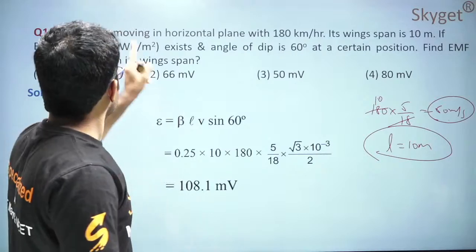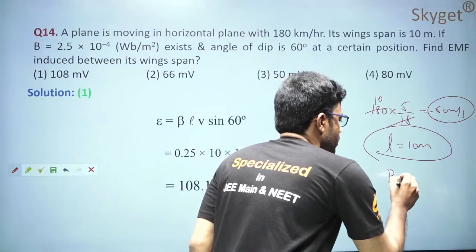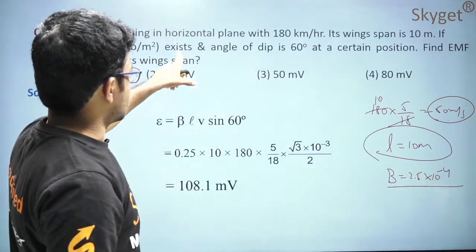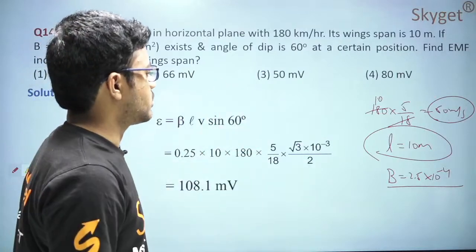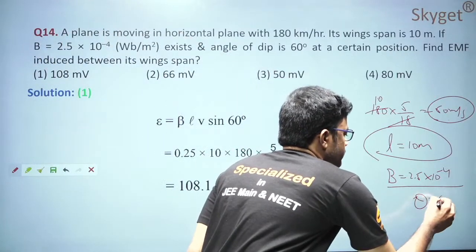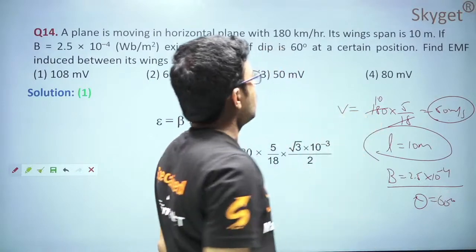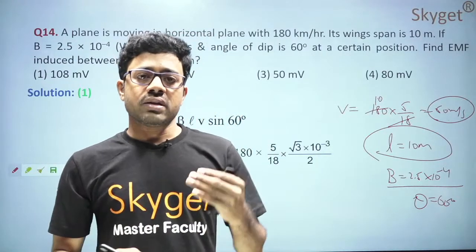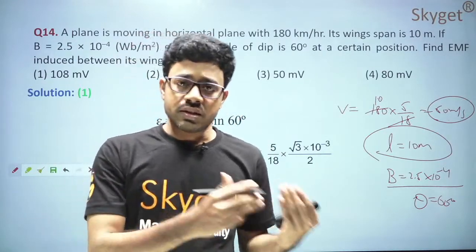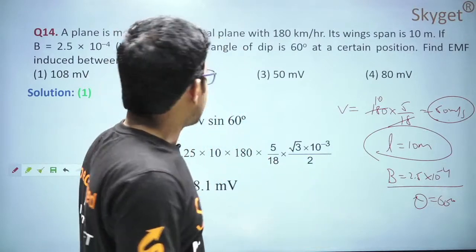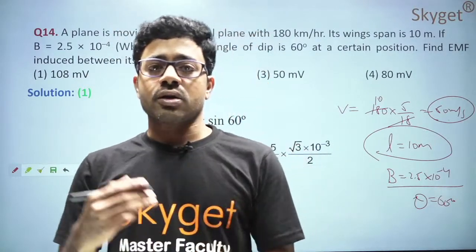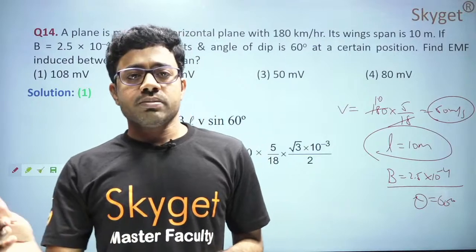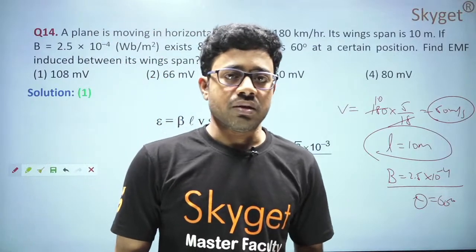B is equal to 2.5 into 10 to the power of minus 4, at an angle of 60 degrees, so theta is 60 degrees. Find the EMF. When a length is traveling in the field of intensity B at an angle theta, the induced EMF is BL cross V, where the angle should be taken between L and B, so EMF is equal to BLV sin theta.